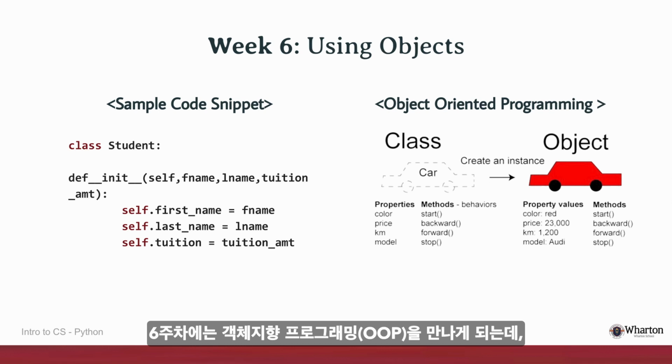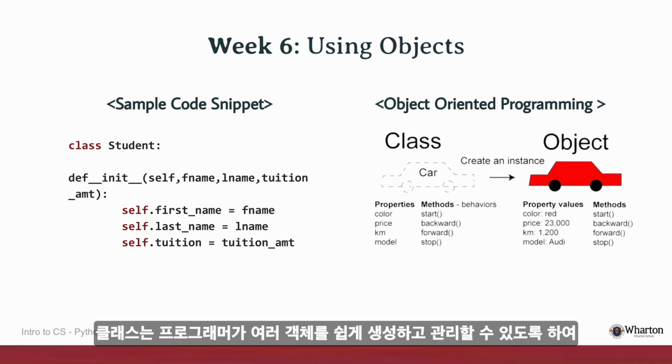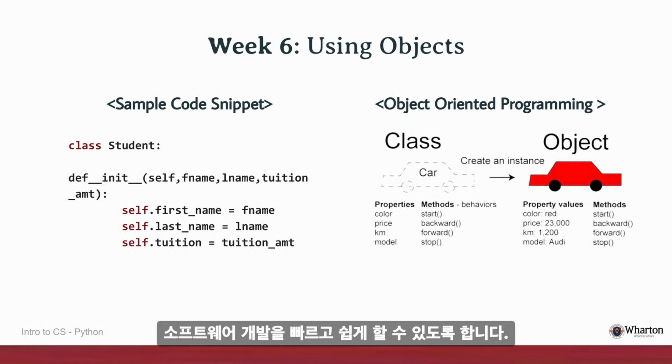In Week 6, we explore object-oriented programming, OOP, where you learn to define classes and create objects. Think of classes as blueprints that outline what attributes, like color or make, and behaviors, like driving or honking, objects can have. For example, from a car class, you can create different car objects, each with unique features. This approach is similar to how a factory uses a blueprint to produce various products efficiently. Through classes, programmers can easily create and manage multiple objects, simplifying software development.